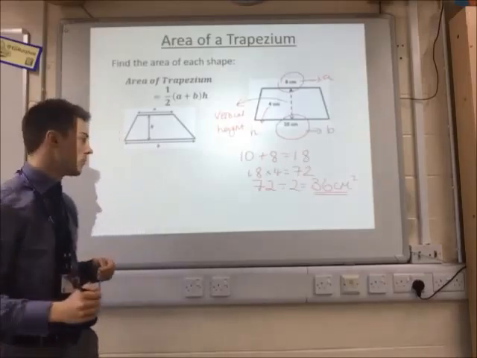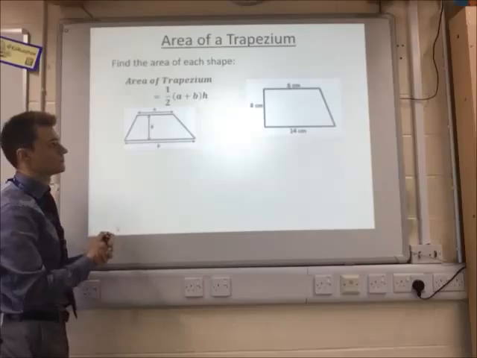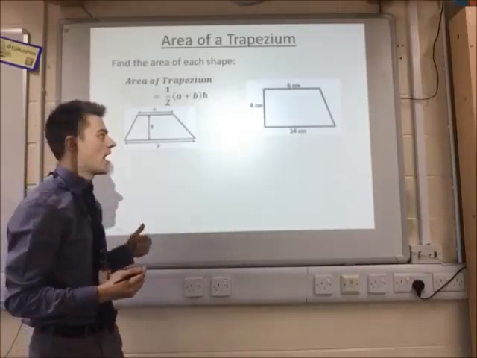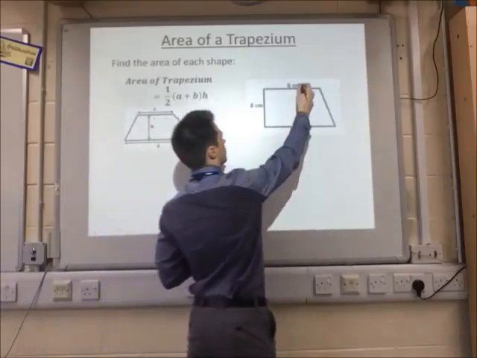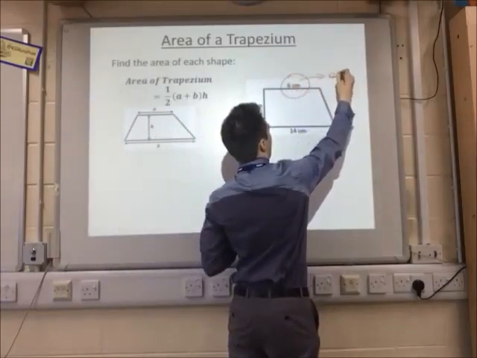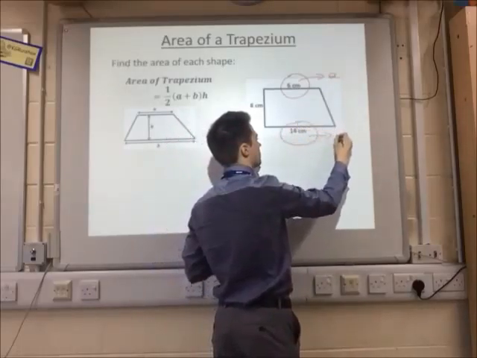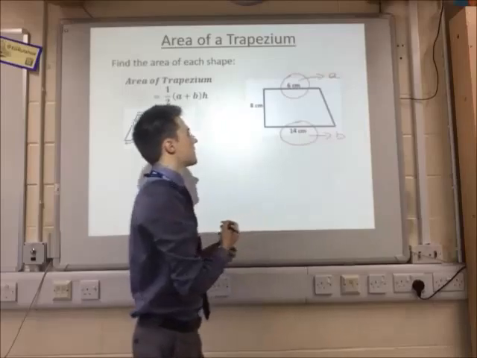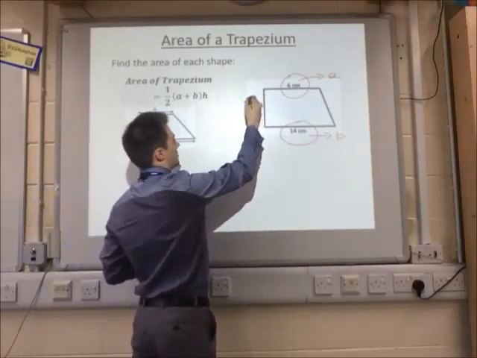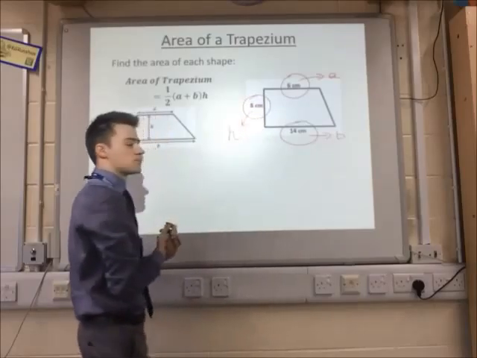So let's go through one more example. Calculating the area of a trapezium. First thing we need to identify is what is A, what is B, and what is H. So the 6 centimetres at the top is going to be my value of A. The 14, the other value of the parallel side, is going to be my B. And the height this time is the only value I've got in the question. It's still my vertical height, the 8.